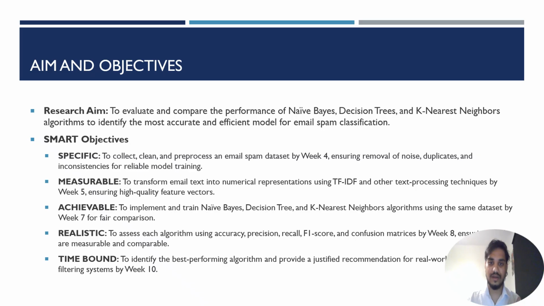First, the dataset will be collected, cleaned, and pre-processed by week 4. By week 5, the email text will be converted into numerical features using TF-IDF and similar techniques. And all three algorithms will be implemented and trained by week 7. Their performance will then be evaluated using standard metrics by week 8, and finally the best performing model will be identified by week 10.